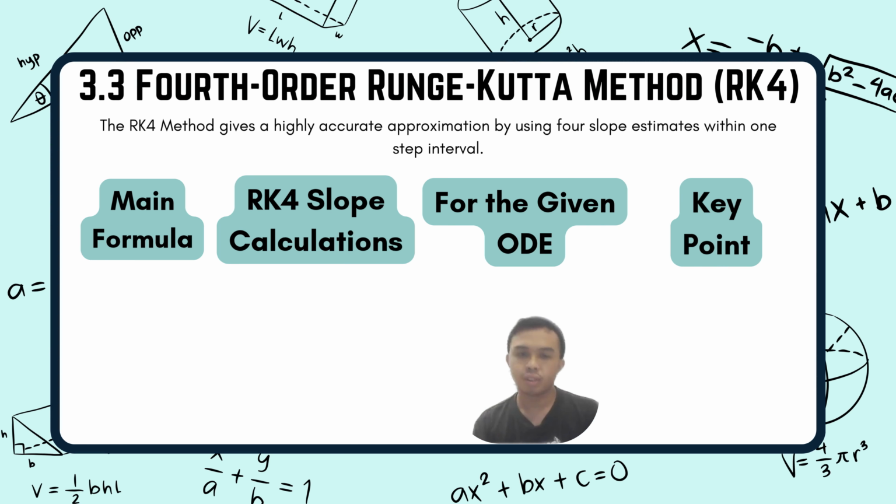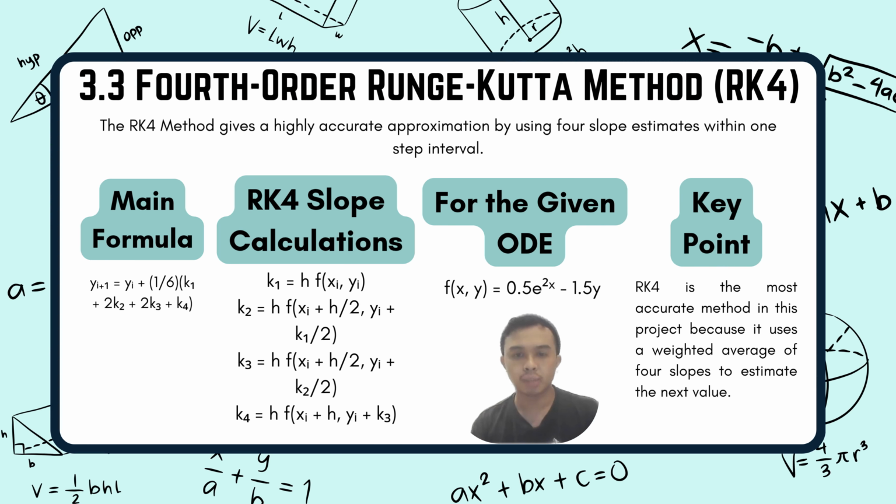So about the fourth order Runge-Kutta method, also known as RK4, I will explain. The RK4 method gives a highly accurate approximation by using four slope estimations within one step interval. The main formula is y_{i+1} = y_i + 1/6 times (k1 + 2 k2 + 2 k3 + k4).